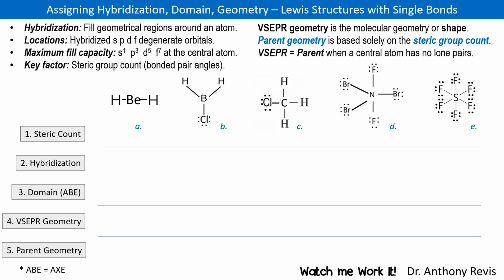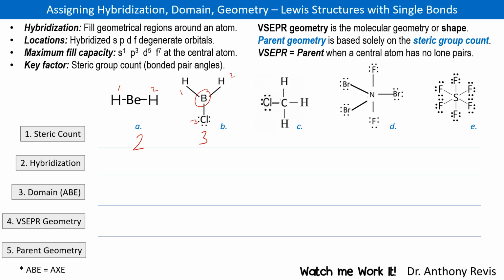Okay, so let's start with A. Here we have BeH2, with a hydrogen on both sides. What we simply do is count. This is 1 and this is 2. Therefore, the steric group count is 2. We're going to go across and do the steric count on all of these first. On the next one, we have 1, 2, 3 things surrounding the central atom. Therefore, the steric count is simply 3.